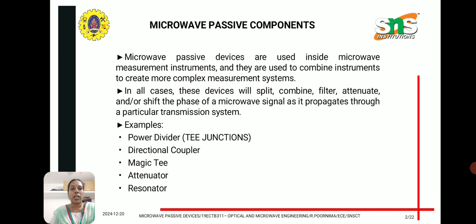Microwave passive devices are used inside microwave measurement instruments. They are used to combine the instruments to create more complex measurement systems. For example, they can split and combine waves, filter, and attenuate. These are the purposes of passive components. For example, we have power dividers, T junctions, directional couplers, magic T, attenuator and resonator. We are going to see T junctions in detail.